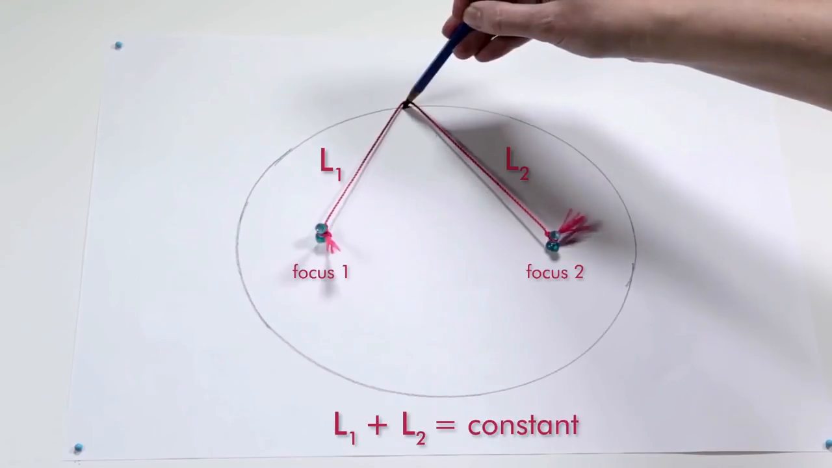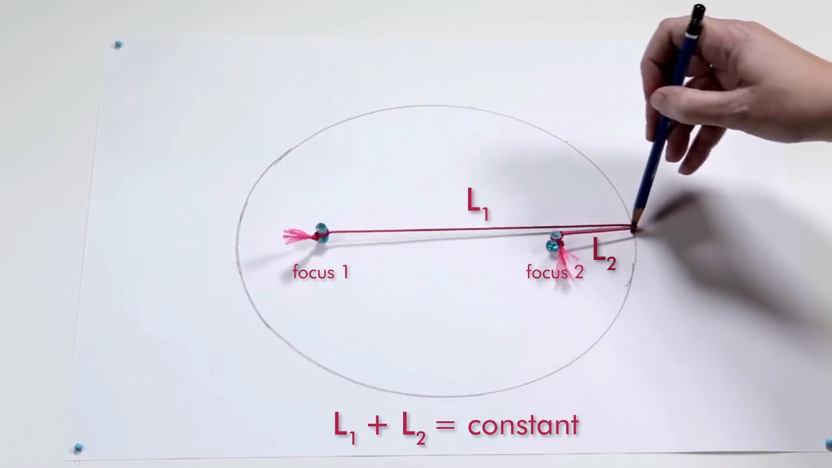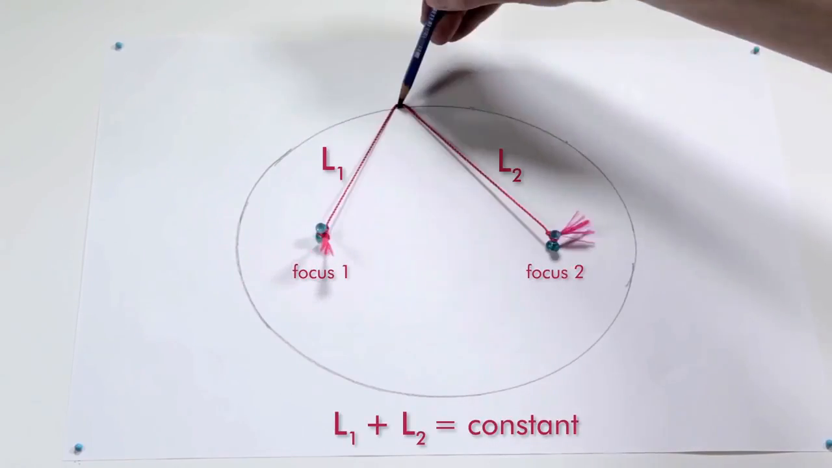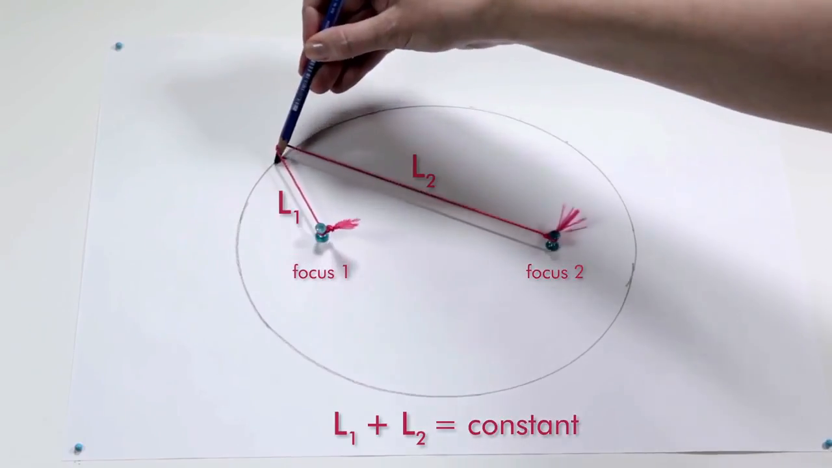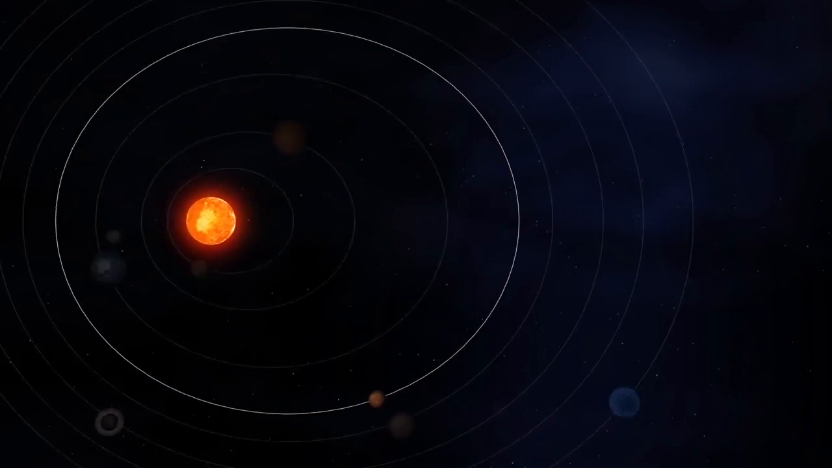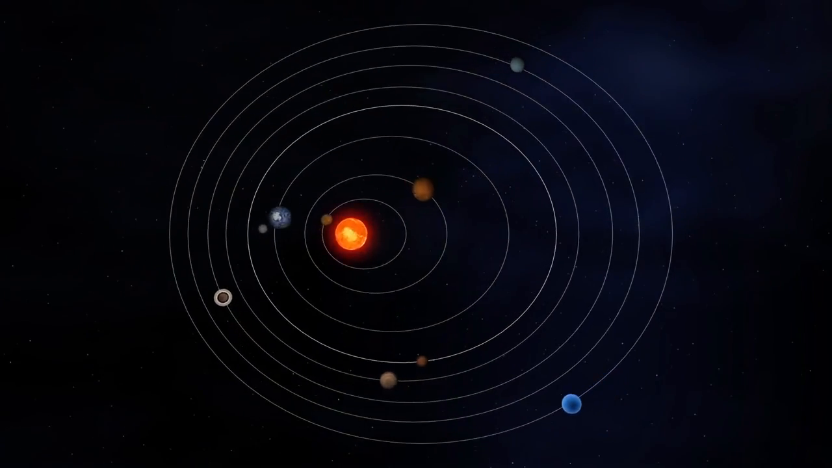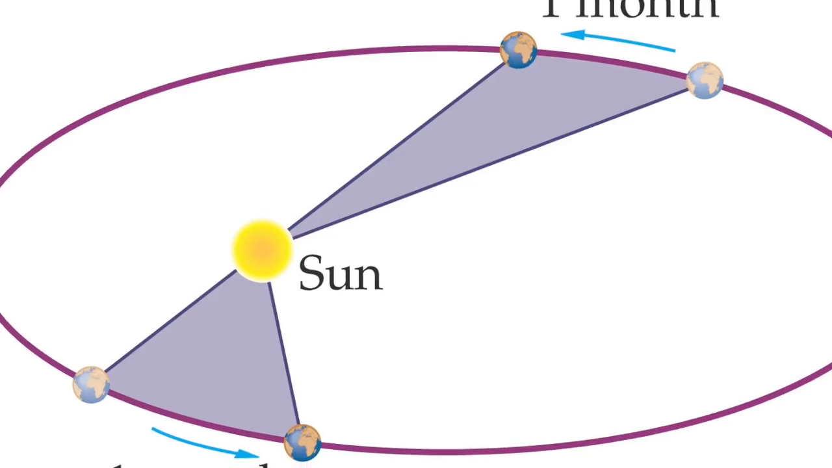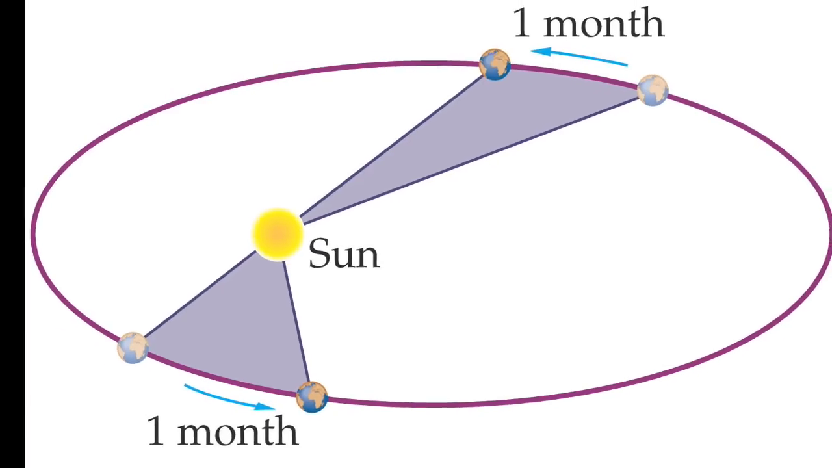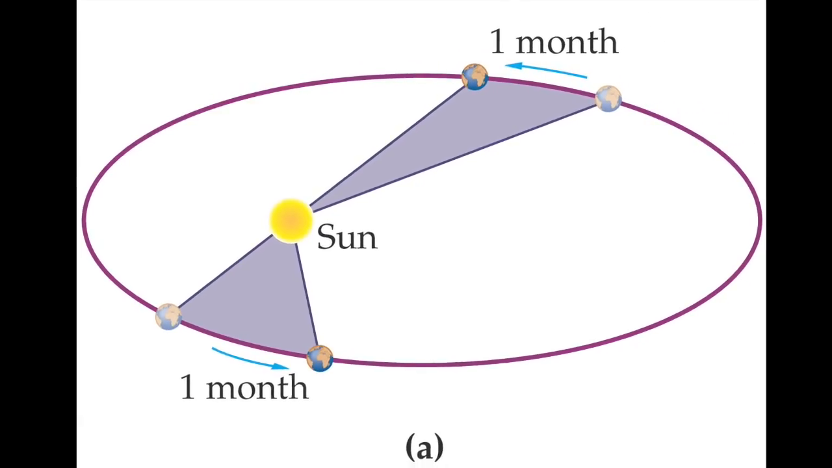The length of the string never changed, meaning that the sum of the distances between each endpoint, or focus, and any point on the ellipse is constant. This was his first law of planetary motion. Later on, he expanded this first law to include all of the planets and demonstrated that this shape fit the available observations.